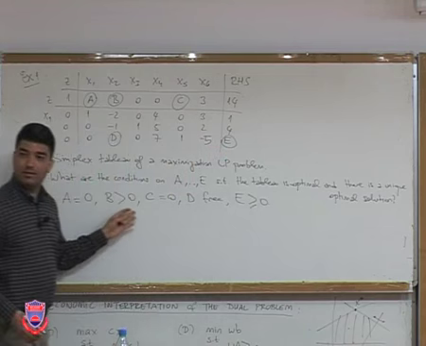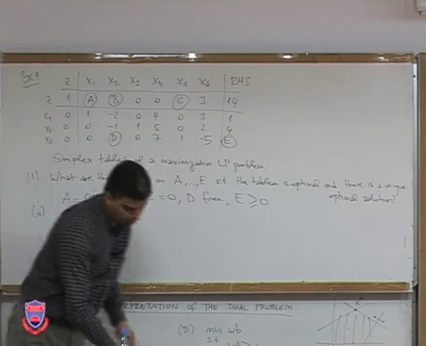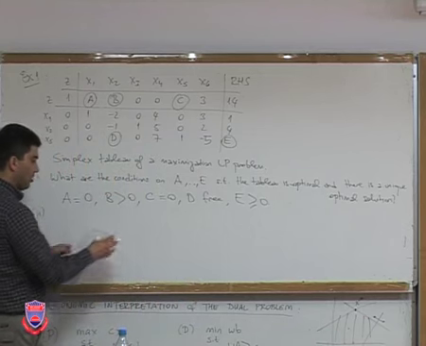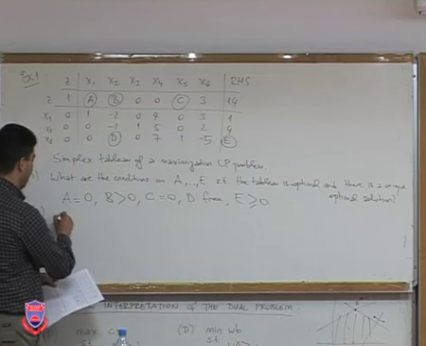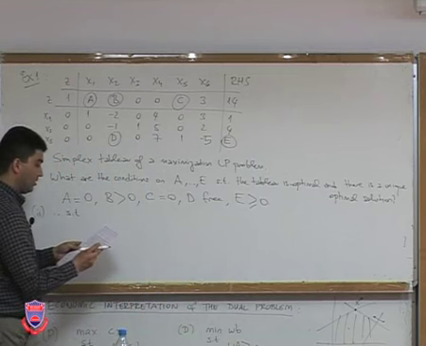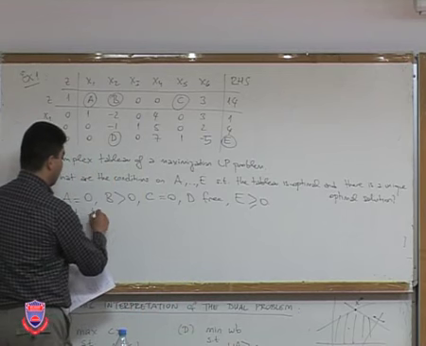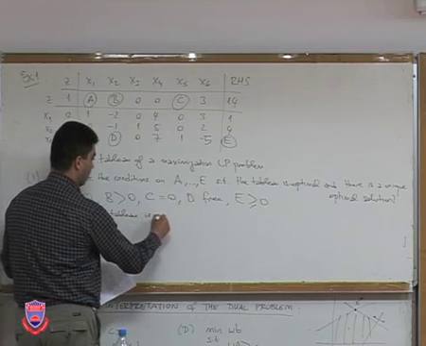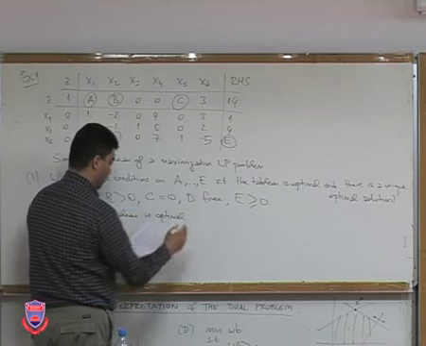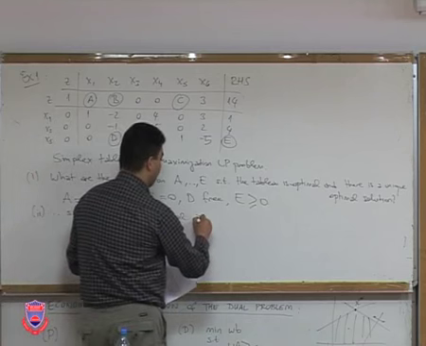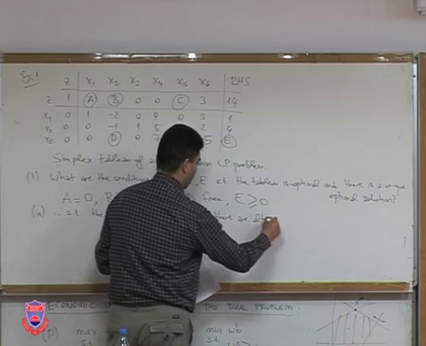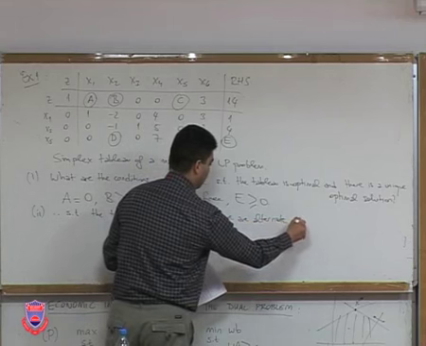Any questions about this? Again, give the conditions on A through E such that, so I'm not going to write the first part, such that the tableau is final, the tableau is optimal, and there are alternate solutions. Alternate optimal.